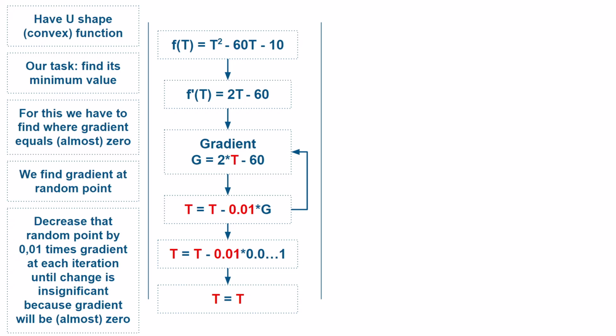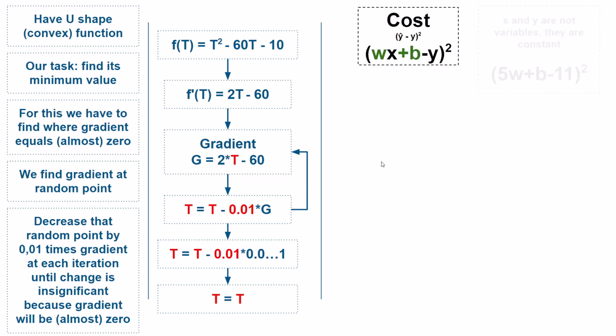So, let's finally return to our deep learning cost function. If you remember, it was y hat, or predicted value, minus y, all squared, where y hat was equal to w times x plus b. And just for your convenience, w denotes weight and b denotes bias. Here, you have to strictly understand that x and y are constant variables. They do not change, and as a result, we only have 2 variables, w and b.